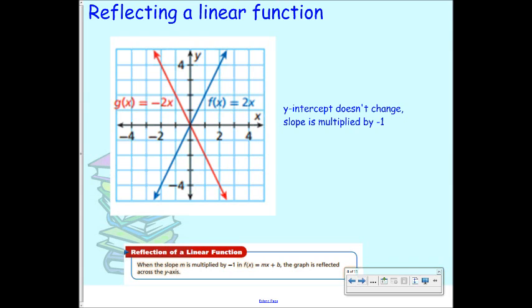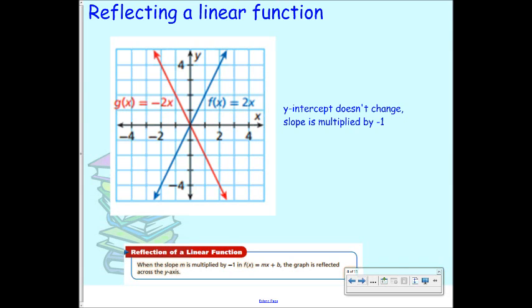Exactly. So in this one, if this parent function, my f of x function, just has a negative sign, what changed? The y-intercept or the slope? The slope changed. And what part of the slope changed? The number or just the sign?